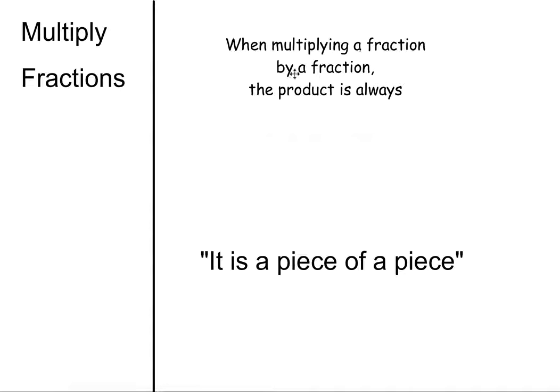When multiplying a fraction by a fraction, the product is always, so let's think about this for a minute. When you multiply a whole number times a whole number, like 5 times 5, you get 25. But because you're taking something smaller than 1 and multiplying it by something smaller than 1, the product is always smaller. So I want you to write that. Multiply fractions, and write: when multiplying a fraction by a fraction, the product is always smaller.